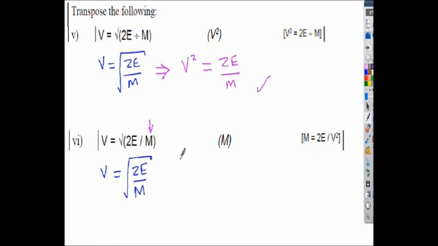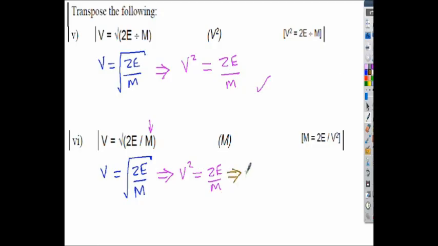Question 6 is the same equation, but this time we've got to transpose the equation to make M the subject of the equation. So in this case, as M is under the square root sign, the first thing I need to do is to remove the square root sign. So I'm going to square both sides of the equation. So now V squared is equal to, on the right hand side, 2e divided by M.